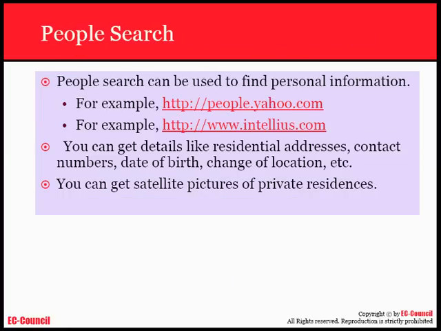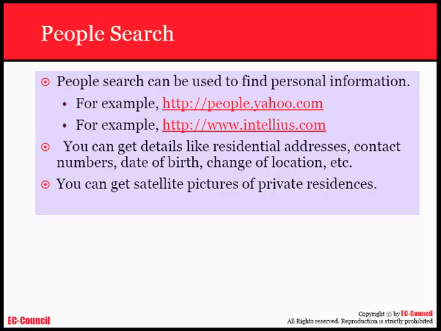Now, people search is good because this lets you find personal information. And you can do this through a couple different sites. You could go to people.yahoo.com or maybe even www.intellius.com. Here it lets you get all kinds of information. For instance, you might be able to get their residential addresses, different contact information, date of birth, change of location, all kinds of this information.